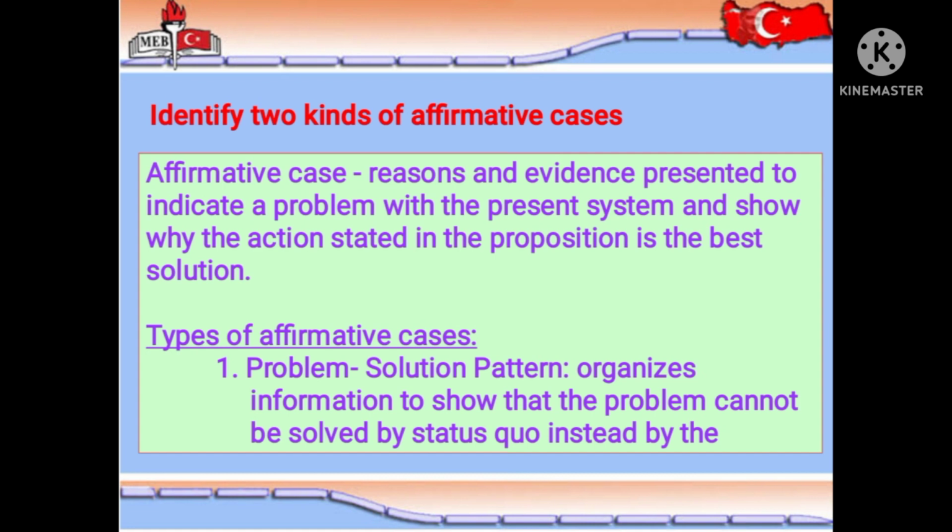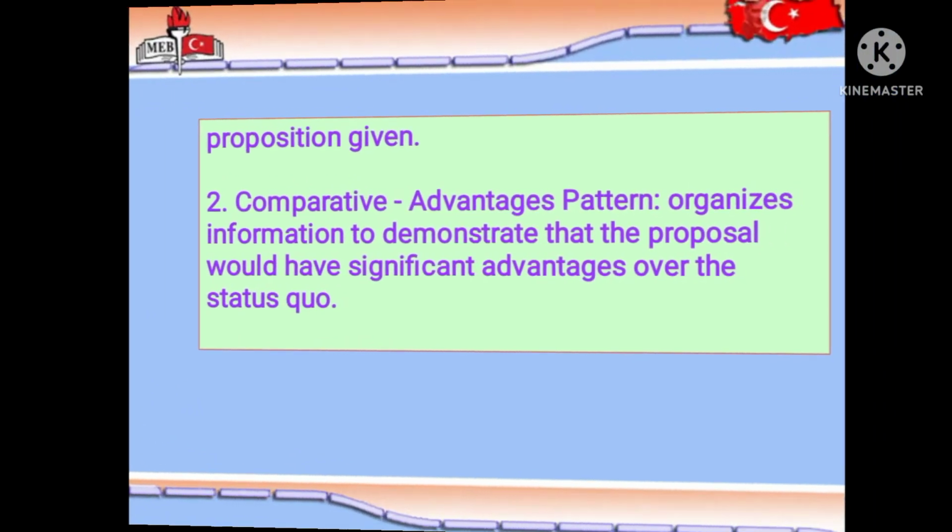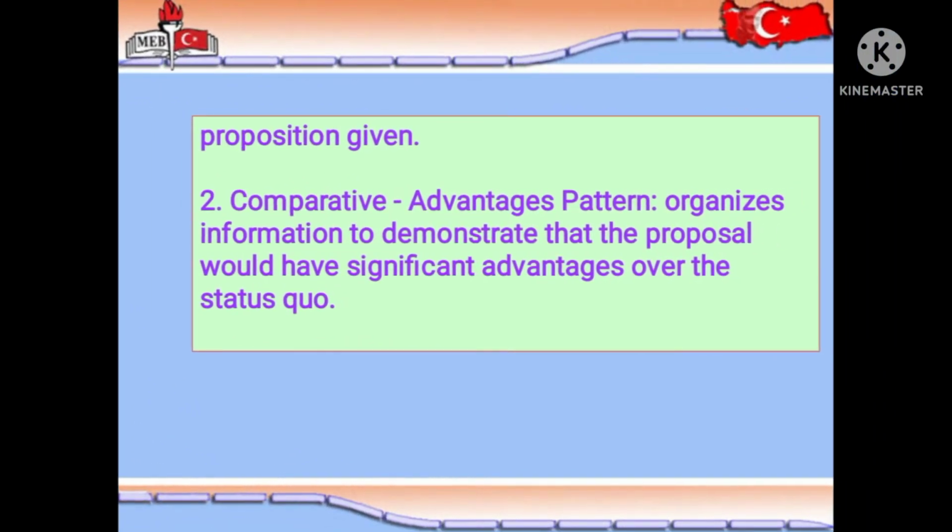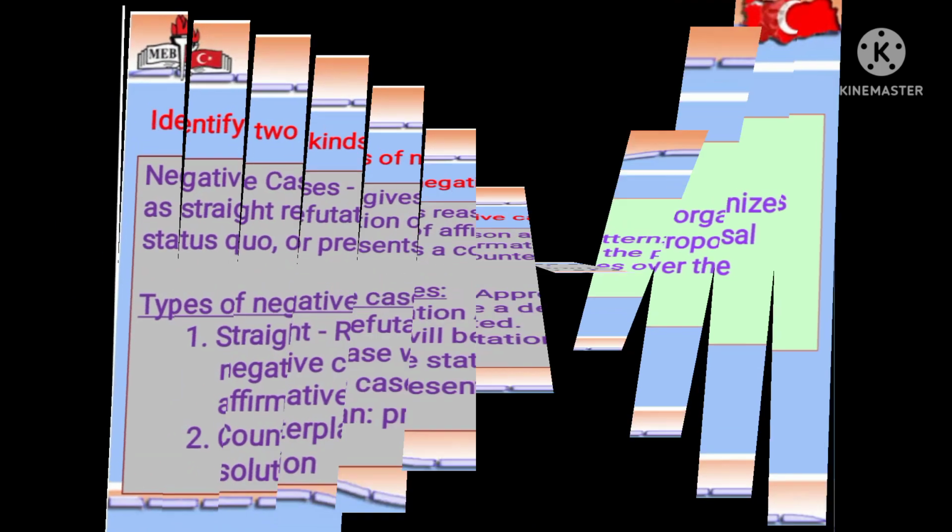So there are two types of affirmative cases. First, problem solution pattern. It organizes information to show the problem cannot be solved by the status quo, but instead by the proposition given. The second is comparative advantages pattern. It organizes information to demonstrate that the proposal would have significant advantages over the status quo.